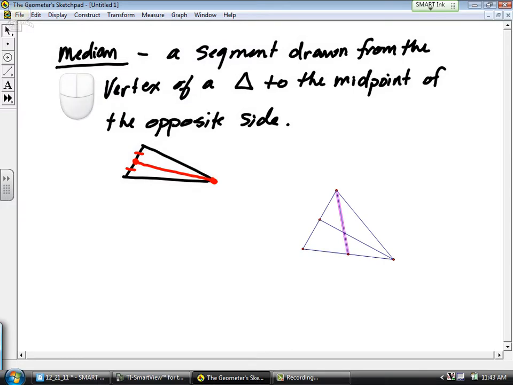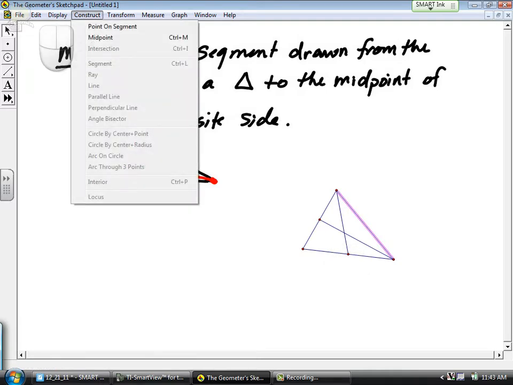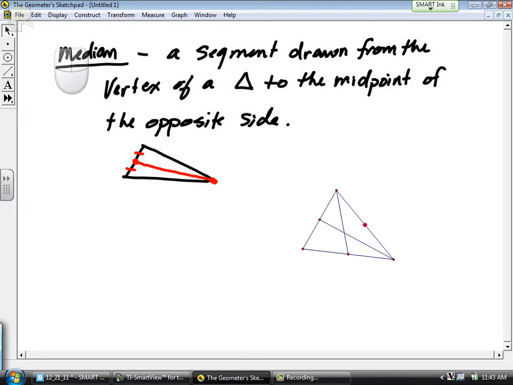What do you think is going to happen when I draw this third median? If I connect the midpoint with this opposite vertex, you end up with a point inside the triangle, don't you? This point right here is in fact called the centroid, which is the center of gravity.